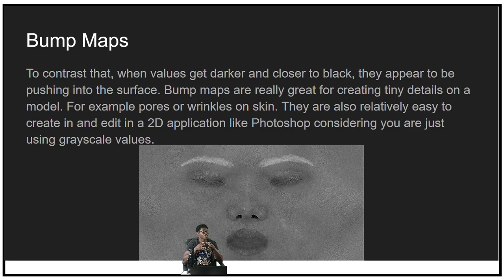For example, pores or wrinkles on skin. They are also relatively easy to create and edit in a 2D application like Photoshop, considering you're just using grayscale values, right? That's pretty much as simple as it gets. I would visually think about it as one, zero, or negative one: one is white, zero is gray, and negative one is black. That's the range of values that you're going to get.